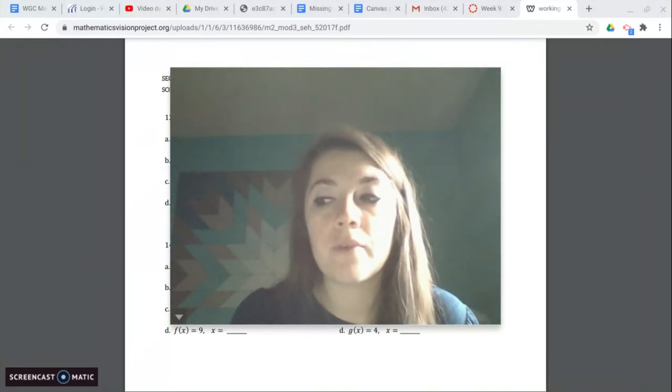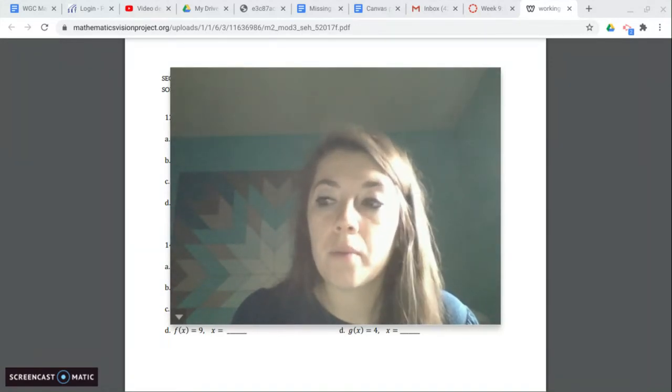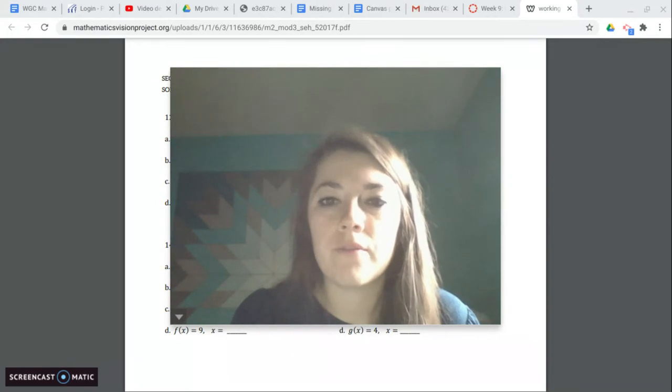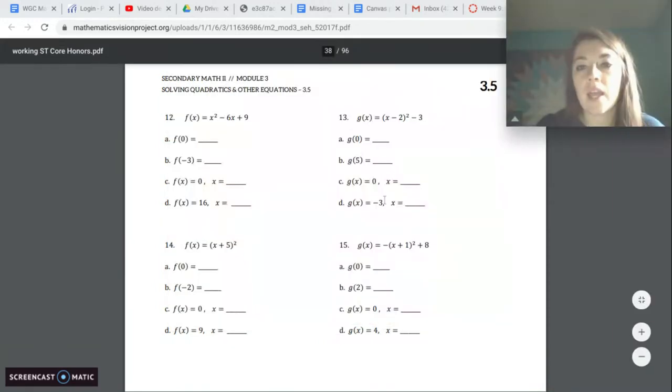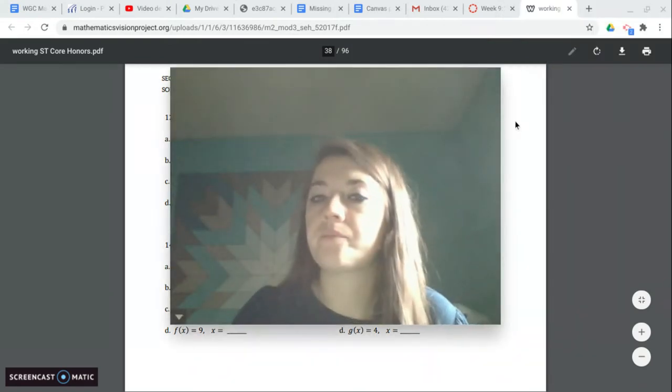So where we left off, we are going to take a look at another problem. That way you have another example, especially since this one's set up a little differently than the previous one was. So the one we're looking at is number 13 here. So we have g of x equals (x minus 2) squared minus 3. So 13, 14, and 15 are all going to be very similar in how we do these. So like I said, we're doing 13.